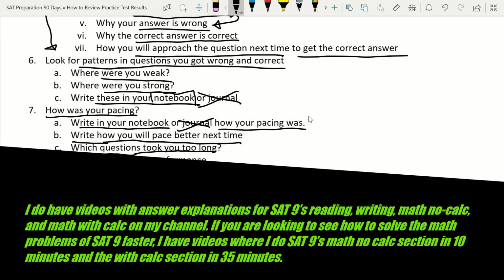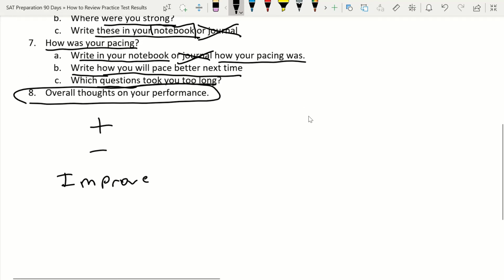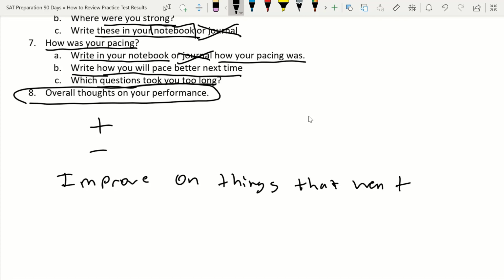Okay, after that, you're going to want to cover the overall thoughts on your performance. Okay, so what are some positives, what are some negatives, and how are you going to improve? Write things that went well, write the things that went poorly, and then write how you're going to improve on the things that went poorly. Write about things that you want to change in the future in order to do better, and all of that.